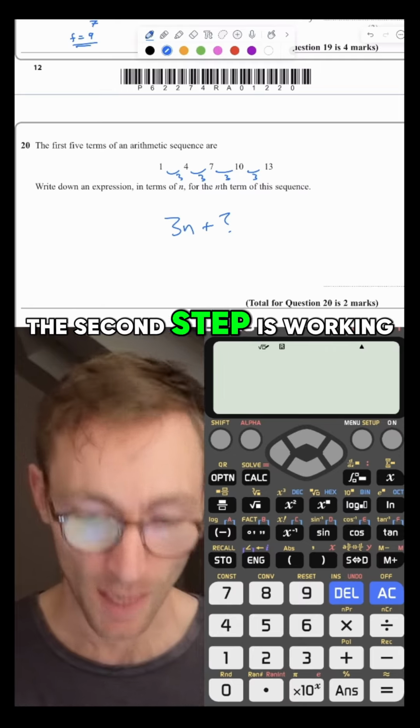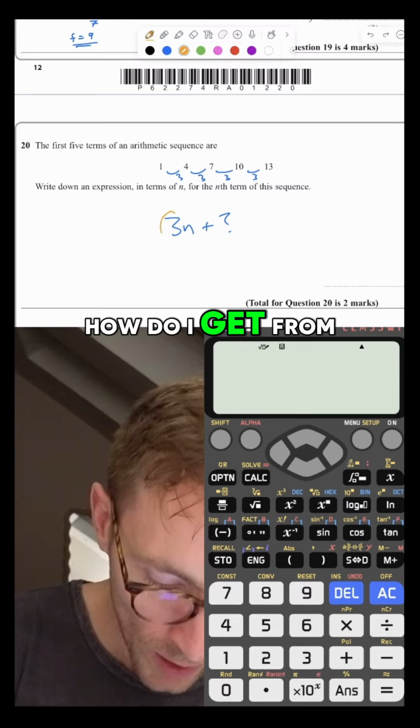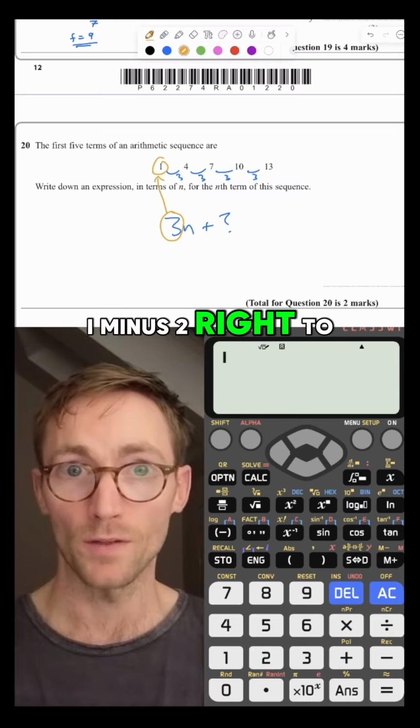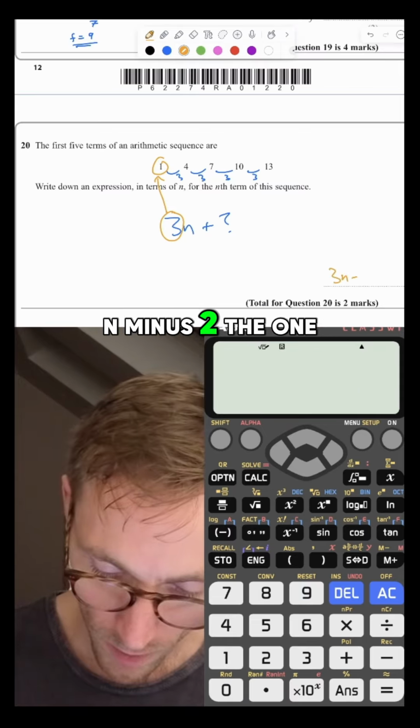The second step is working out what this number is. And you just have to ask yourself, how do I get from this number back to this number? Okay, I minus 2, right? To get from 3 to 1. So you just put minus 2. So the answer is 3n minus 2.